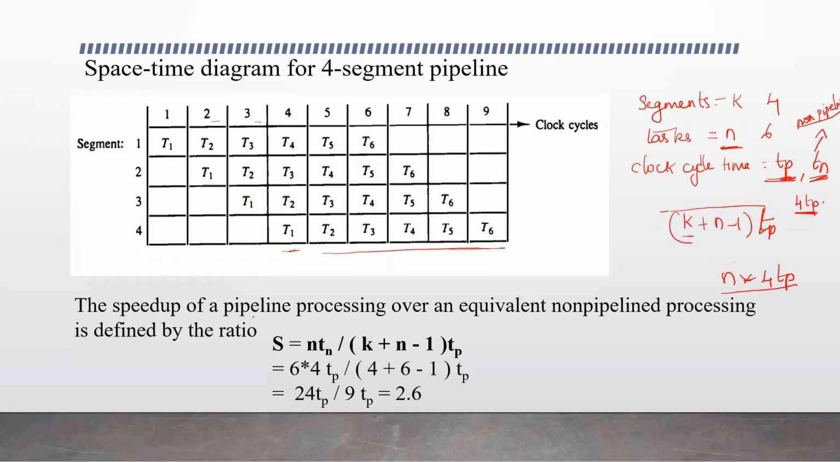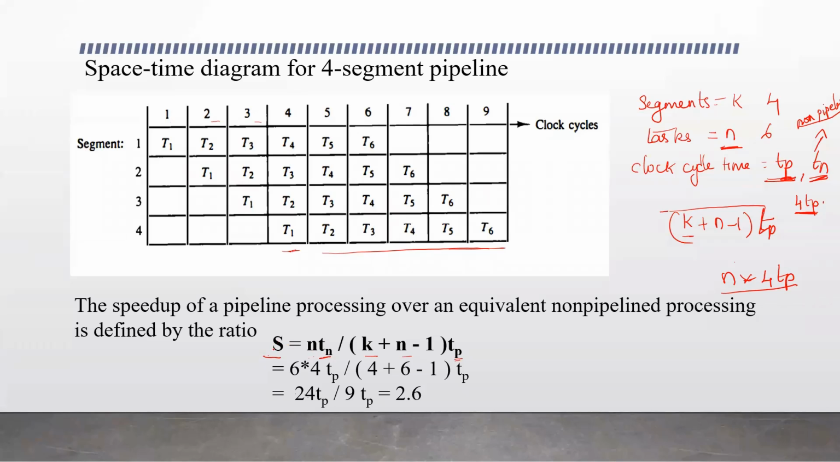So here is the speed up of a pipeline processing over an equivalent non-pipeline processing. The speed up ratio of a pipeline processing system over a non-pipeline processing system is S equal to n Tn by (k plus n minus 1) Tp. K is the number of segments, N is the number of tasks, and Tp is the clock cycle time in the pipeline process. In a non-pipeline system, N is the number of tasks and Tn is the clock cycle time for every task.